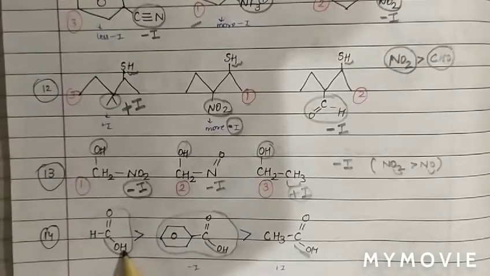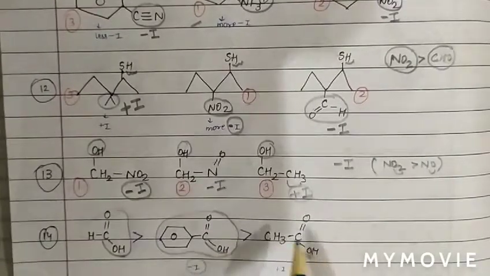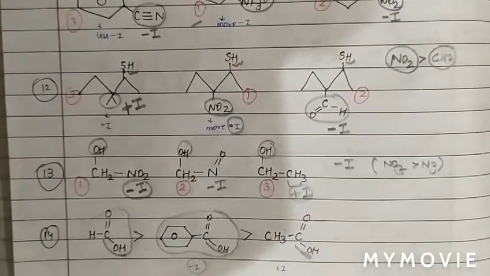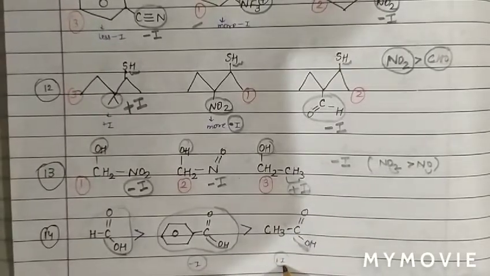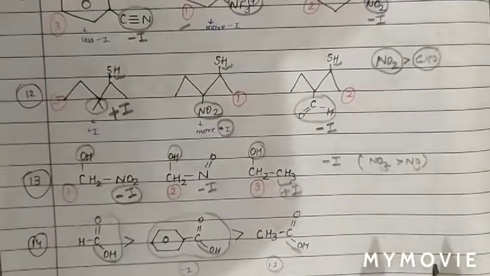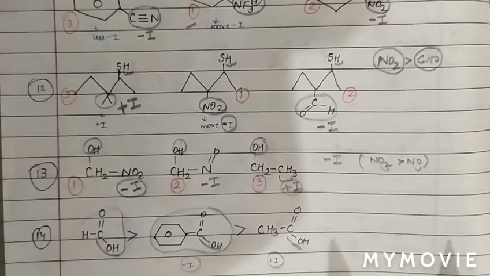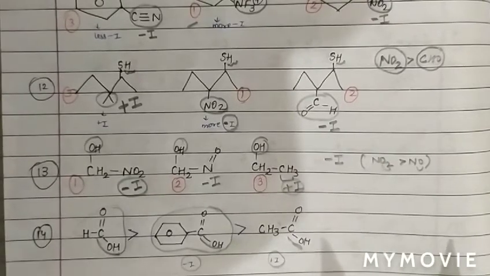So formic acid is a stronger acid with respect to benzoic acid, because in benzoic acid minus I is there, and in formic acid equal resonating structures, equal RS, are there. See, CH3 is a plus I group, so plus I groups basically decrease the acidic strength. Hence, it is least acidic. So the order of acidic strength is formic acid, then benzoic acid, and then acetic acid. So we have completed all about the acidic strength. Now in the next lecture we will compare the strength of bases on the basis of inductive effect.